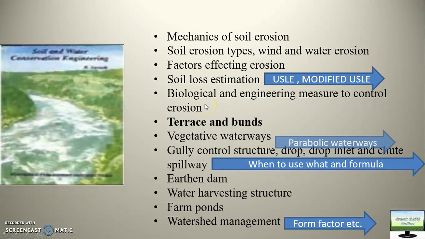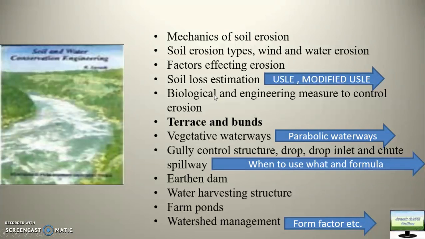Then the biological and engineering measures to control erosion. What are biological measures? Like grasses, any matter which is recyclable and which nature gives us, while the engineering measures are spillways, dams, check dams. These come under engineering measures. Then the two most important chapters in this book are terrace and bund. You have to study these two chapters by heart.